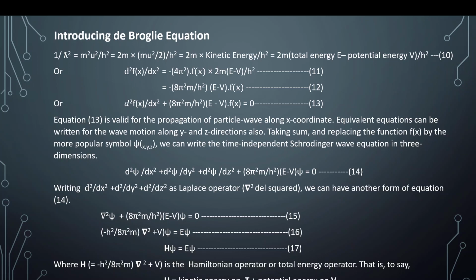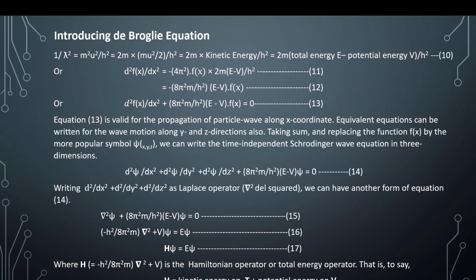So the equation becomes del square psi plus 8 pi square m upon h square (E minus V) psi equal to 0. We can multiply this whole by minus h square upon 8 pi square m to get minus h square upon 8 pi square m del square plus V, whole multiplied by psi, equal to E psi.